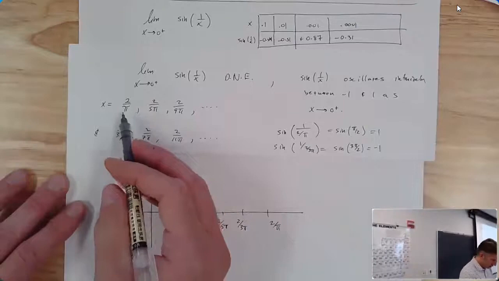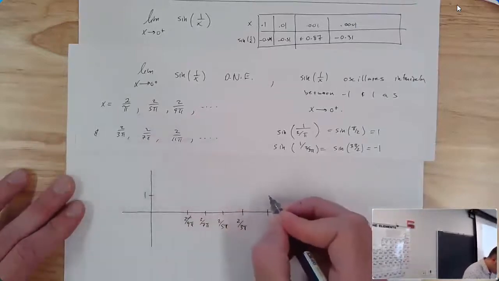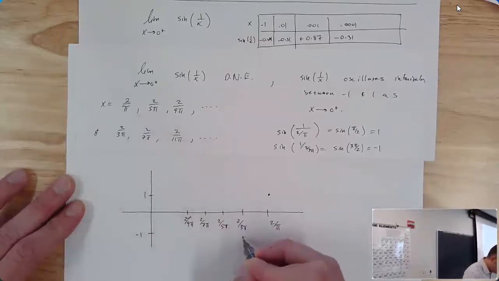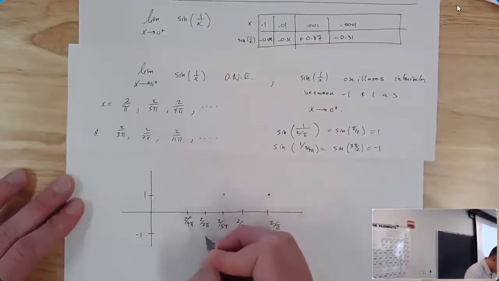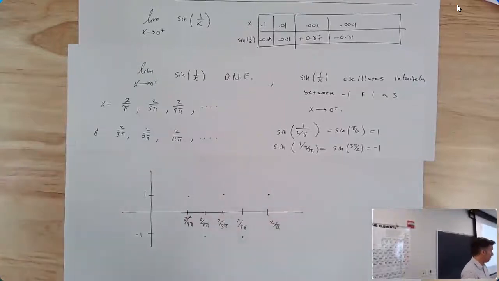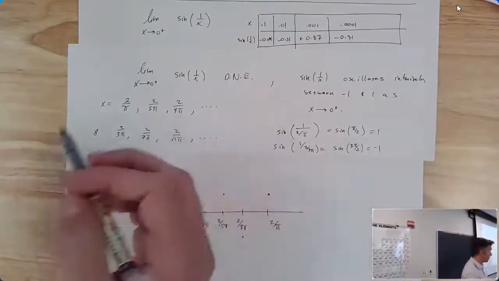And then when you plug in 2 over pi, you get a value of 1. Then when you plug in 2 over 3 pi, you get a value of -1. 2 over 5 pi, you're back at 1. 2 over 7 pi, you're back at -1, and so on. And I can do this forever, right? I'm never going to run out of values that let me do this.